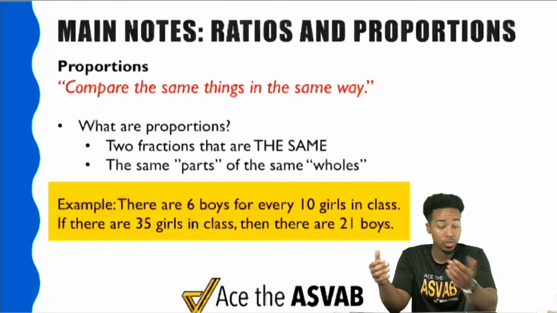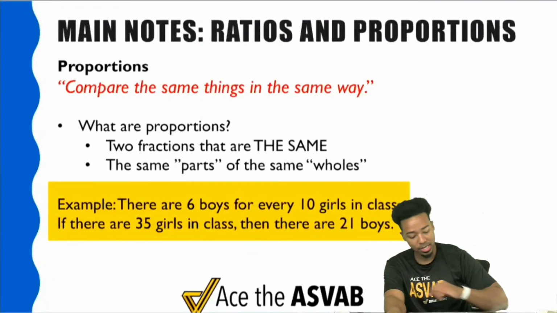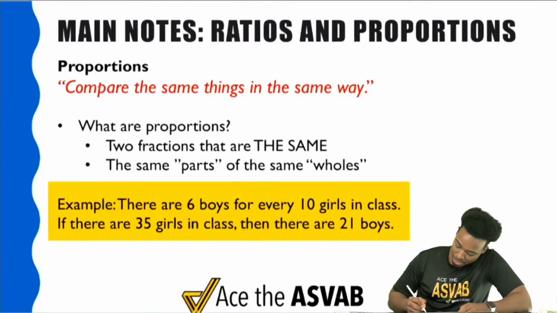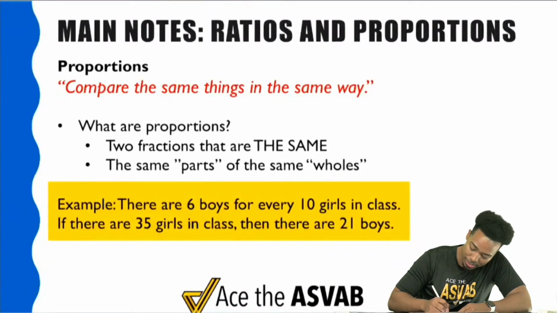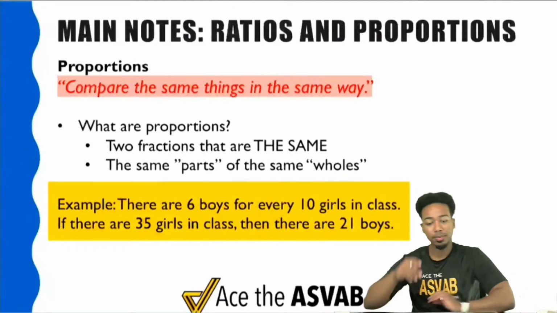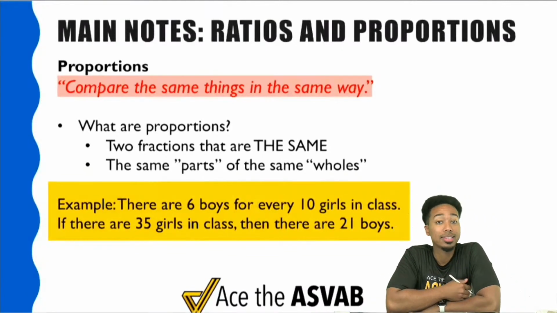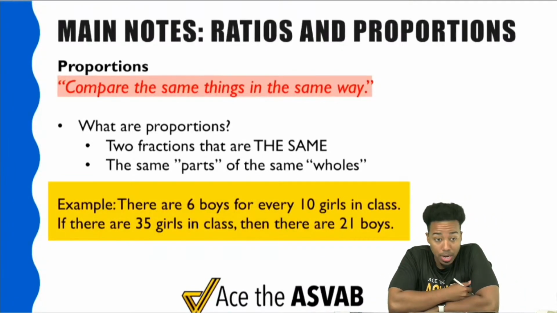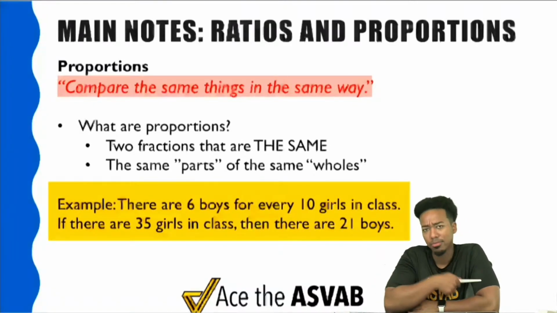And if you know that you're following the rule the right way, you can guarantee that you'll get these problems right. So in red, right over here, you see that it says proportions, the main idea: compare the same things in the same way. I want you to go ahead and write that down right now, because that's pretty much 40% of the conversation that we're going to have today. Just that one sentence: compare the same things in the same way. You get that down, you're going to have yourself a good time.